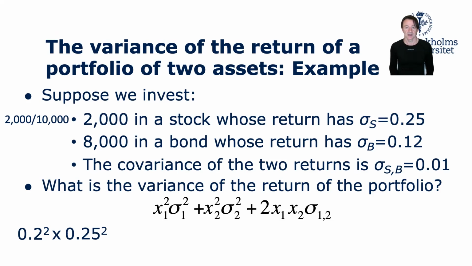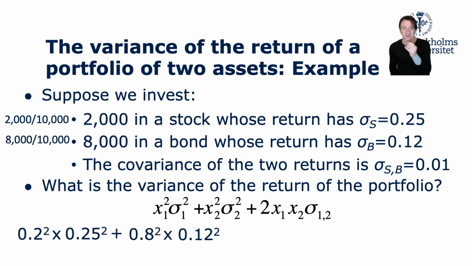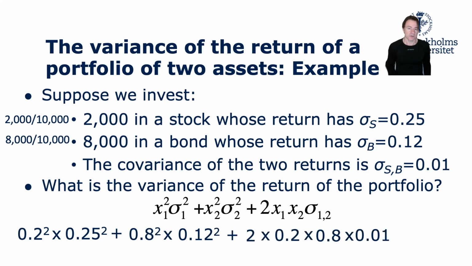0.25 squared. The second term in this sum of three terms that gives the variance is equal to the weight on the bond, which in this case is 0.8, squared, times the variance of the return of the bond. That is the standard deviation of that return, 0.12, raised to the second power. And finally, the third term in the formula is obtained by multiplying 2 by the two weights times the covariance. Adding the three terms, we get the variance of the return of a portfolio.